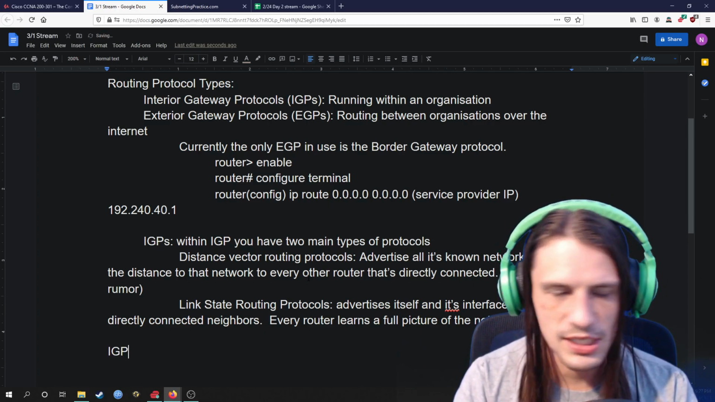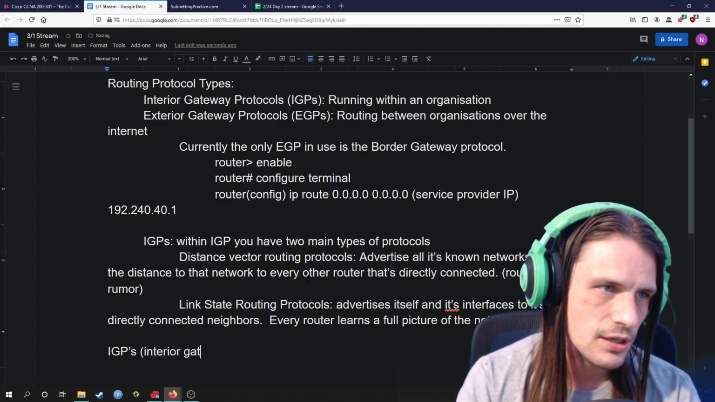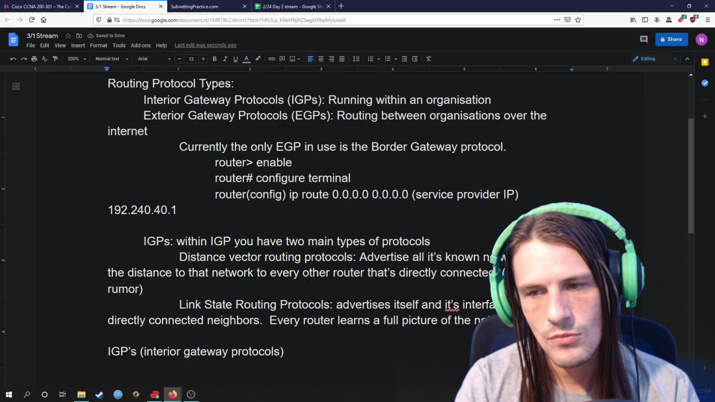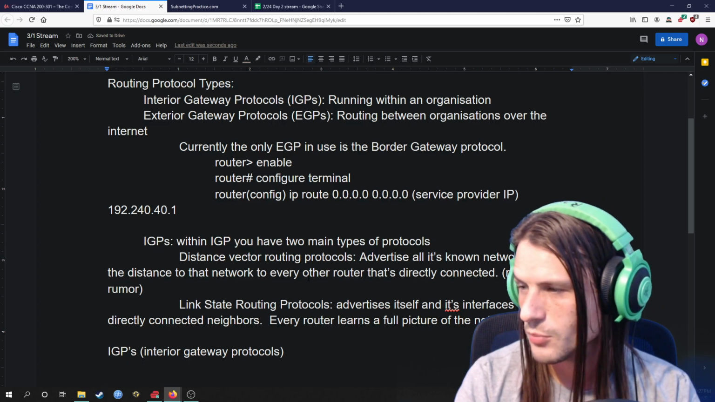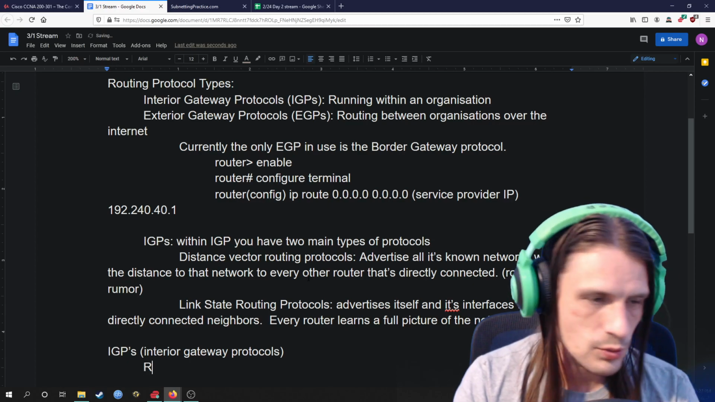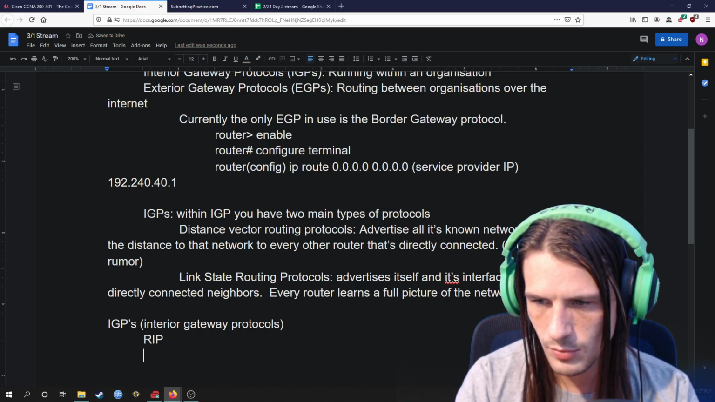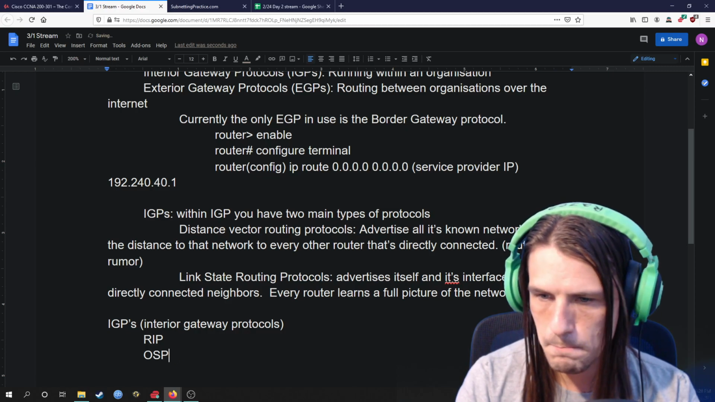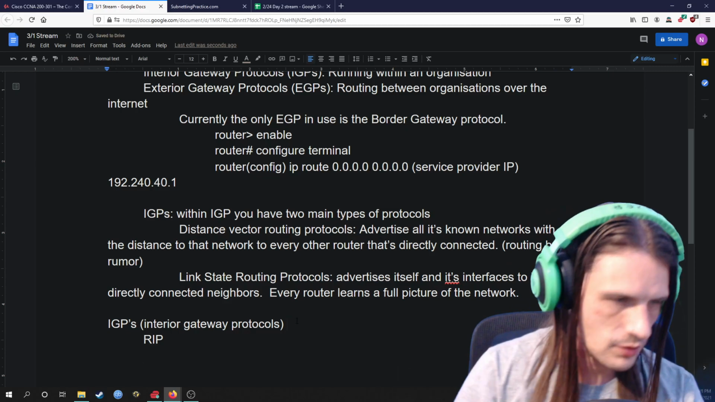So IGPs, your interior gateway protocols, there's two types of routing protocol. I mean, there's probably more. There's probably ones that are outdated. Currently, there's two that are in use, and that's RIP and... let me make sure I'm doing this right. First of all, let's get this right.